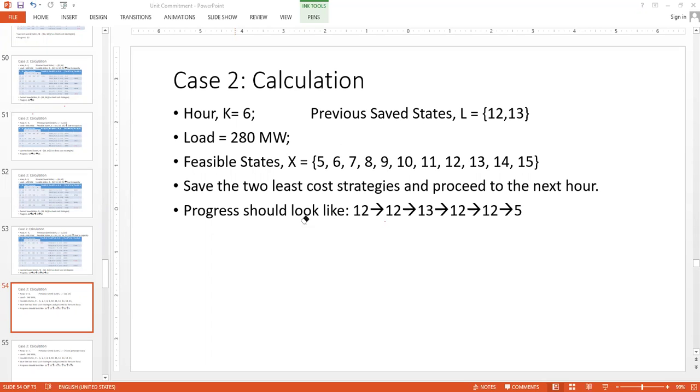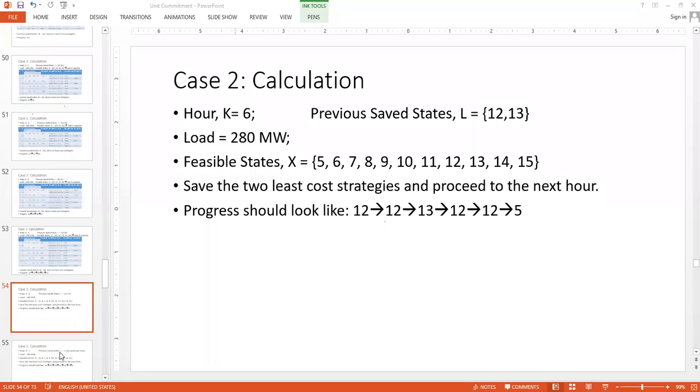That's a huge amount of calculation. That is of course not shown here, because of space constraints, but you can do it on your own because you know the logic now. So you do it on your own, and you should find that at this stage, at hour k equals 6, the progress should be from 12 to 5. Up to 12 was up to hour k equals 5. Now at hour 6, state number 5 will be the winner.